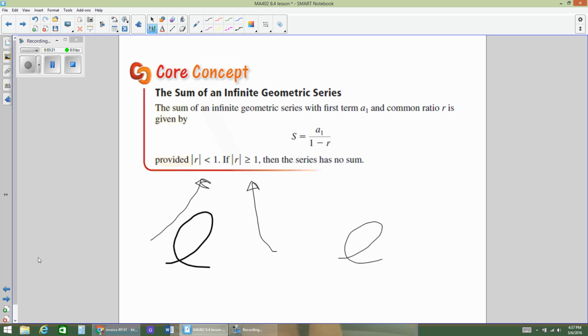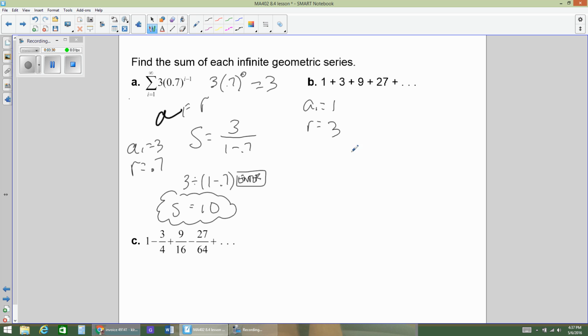Okay, go back a slide. What did you learn? You learned that if that r value is greater than 1, there is no sum. It's just going to continue getting bigger and bigger and bigger forever. There is no sum because the r is greater than 1.